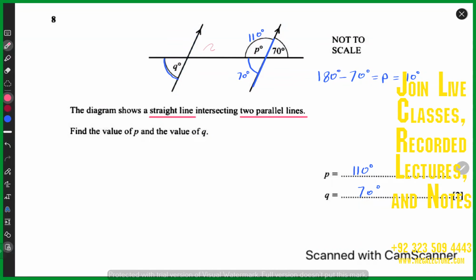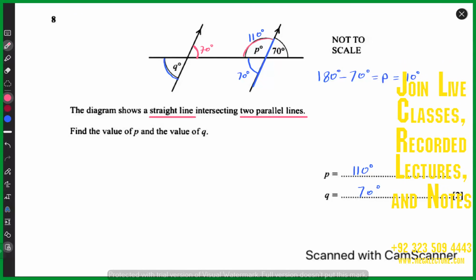One last logic. We have two parallel lines. If P is 110, what would be this angle? Can anyone tell me? 70. Very good. Because sum of interior angles in case of two parallel lines is 180. So if this is 110, the other one would be 70, and Q is alternate or vertically opposite. Q is vertically opposite to 70 degrees. That is why the two angles are same.